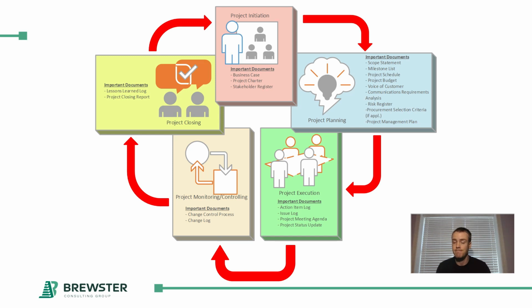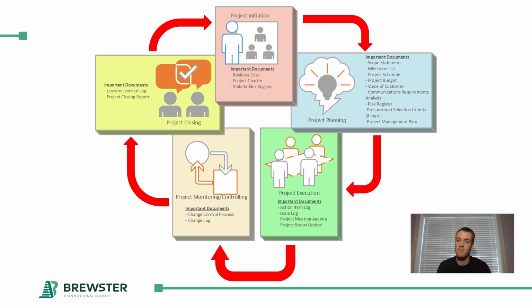Another important artifact within planning is your budget. You do want to make sure that you have a budget for your project and that it is closely followed. This typically contains the authorization, again, from your executive sponsor to spend money on the project.